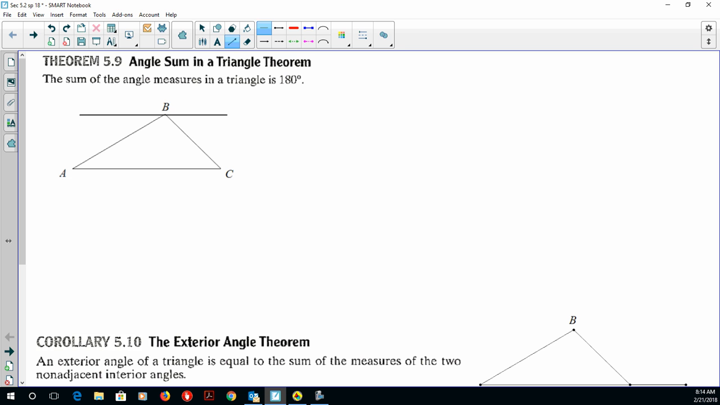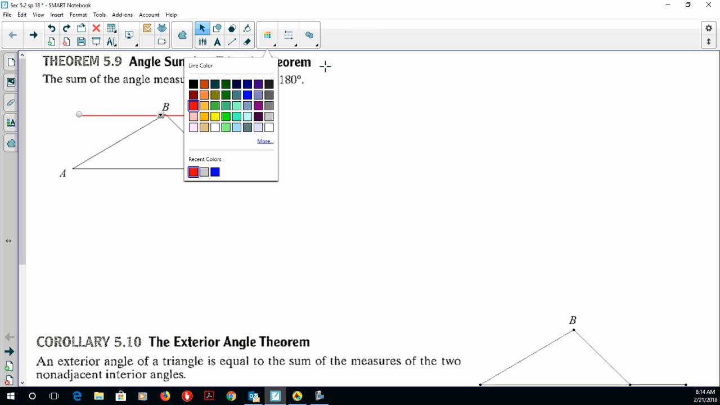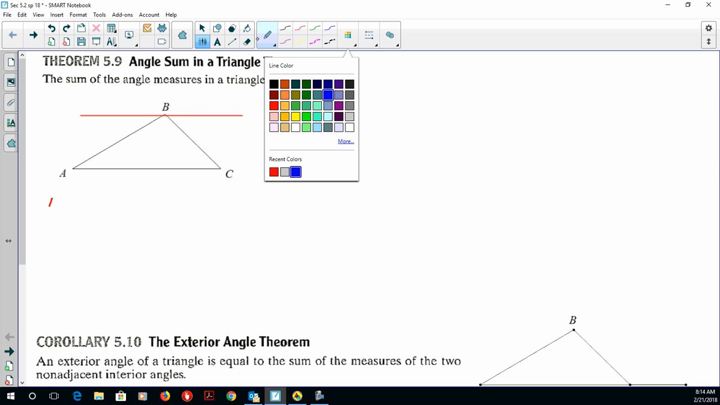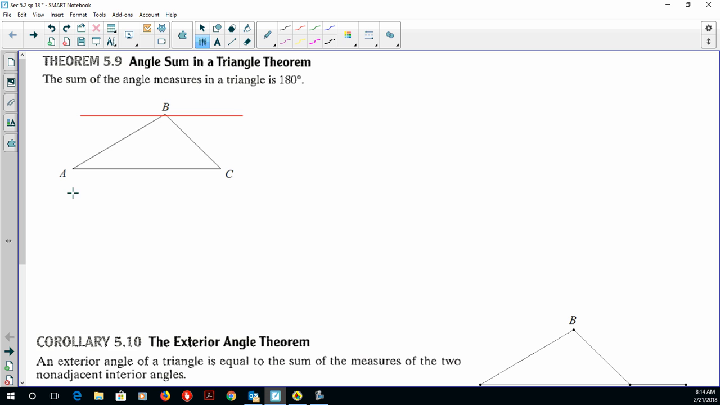Let's first draw, and let me make this a different color. We're going to first use that there is a unique line. Whoops, I don't want red. For this, I want blue. Okay. Line through B parallel to AC. Okay, I've drawn it here.